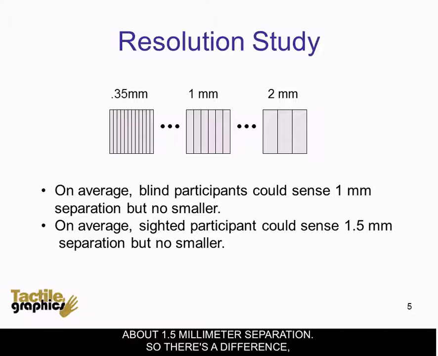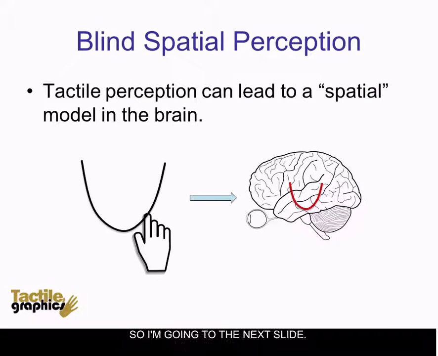But there's a difference. And I think it's mostly because of experience that blind people are using their tactile sense a lot more than sighted people. So those numbers, 1 millimeter and 1.5 millimeters, are very informative in terms of how much resolution you really need on, say, an embossing printer. So that would be about 25 dots per inch, seems about. So I'm going to the next slide.